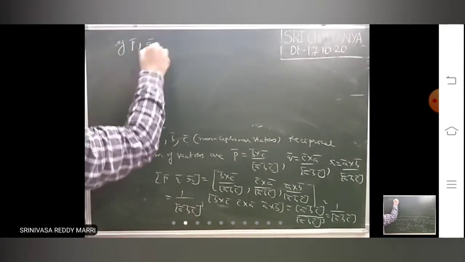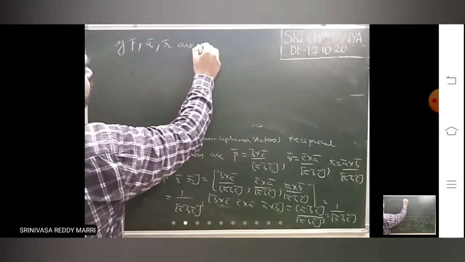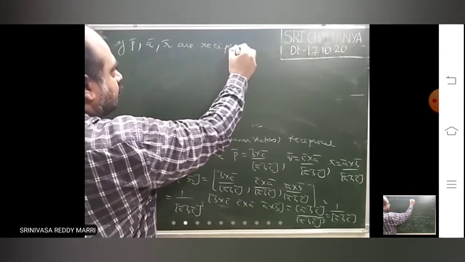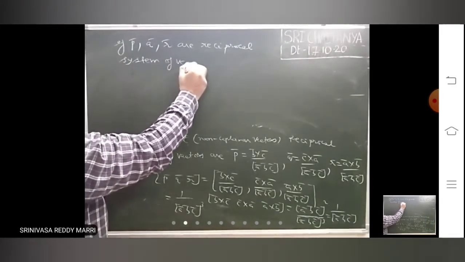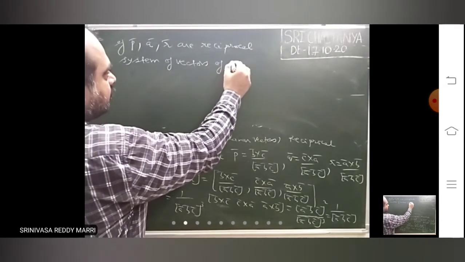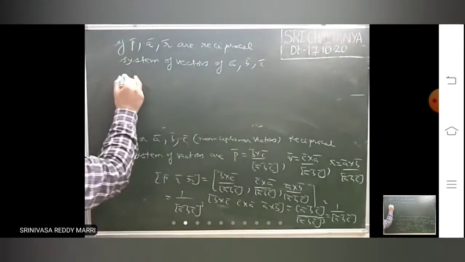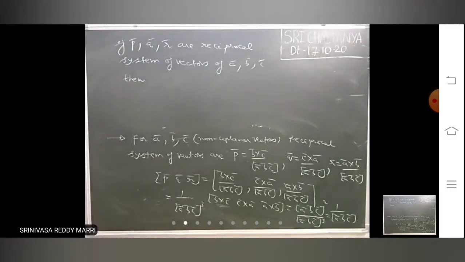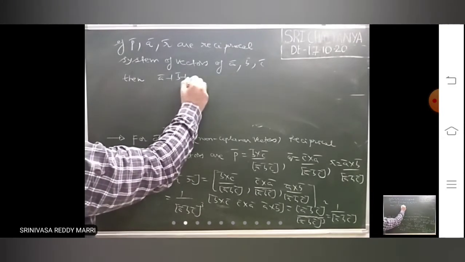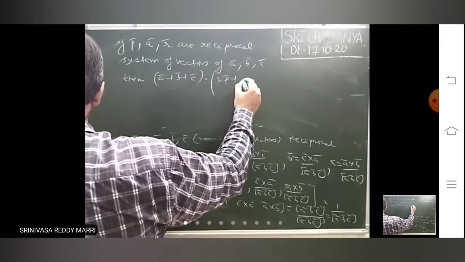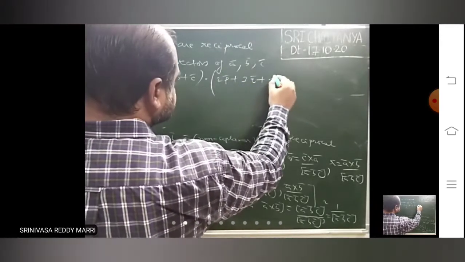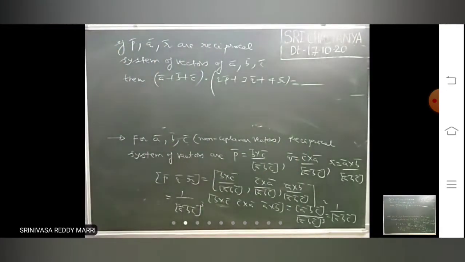If P bar, Q bar, R bar are a reciprocal system of vectors of A bar, B bar, C bar, then (A bar plus B bar plus C bar) dot (2P bar plus 3Q bar plus 4R bar) equals dash. Suppose this value we need to calculate.